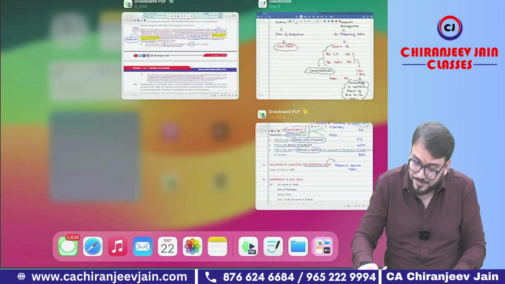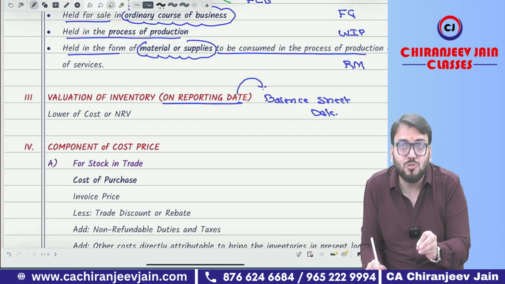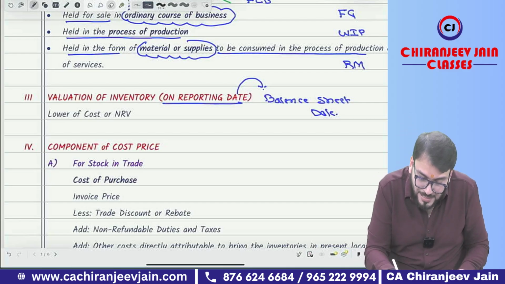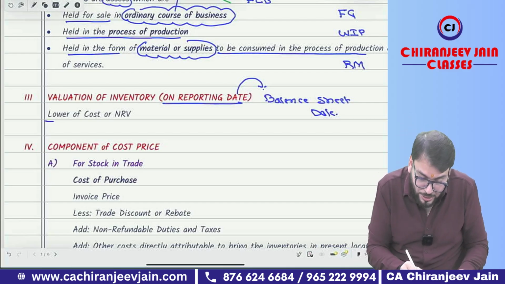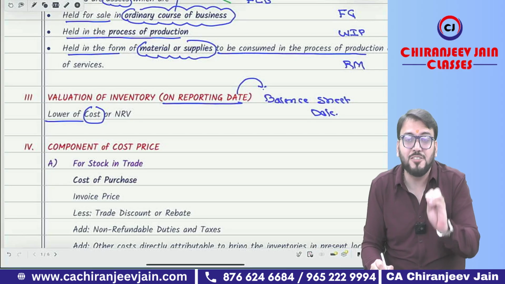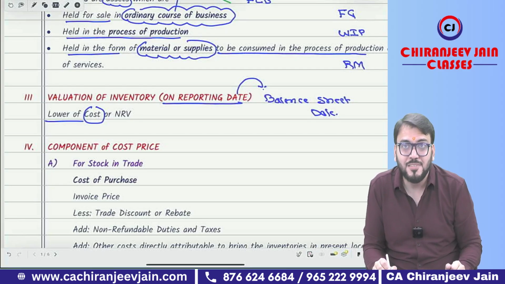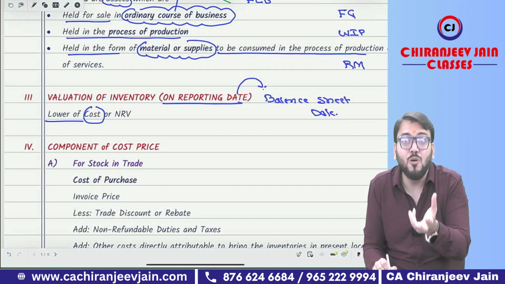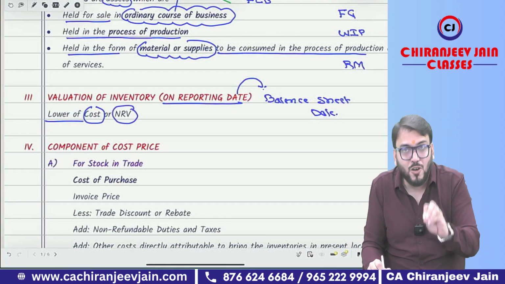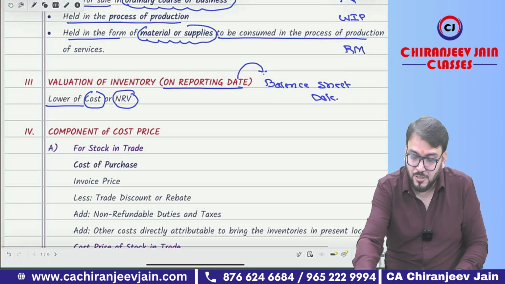So this measurement, whatever we are doing, is on reporting date. As per AS 2, inventory is valued at lower of cost price and NRV. Very simple, nothing to discuss. But now we need to understand what is included in cost price and what is not. So first we need to understand how to determine cost price, then how to measure NRV. So there are two points to understand: how to measure cost price, and how to measure NRV.